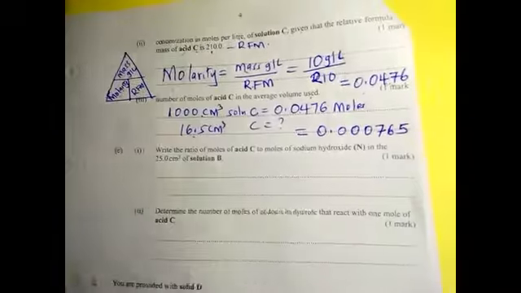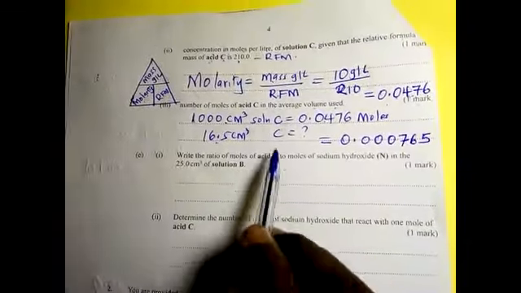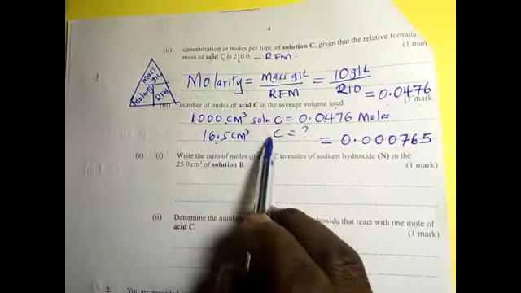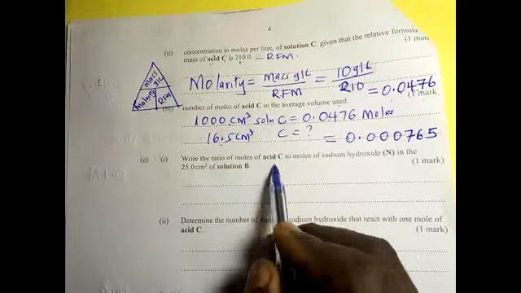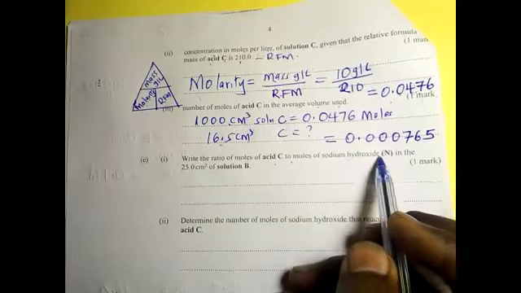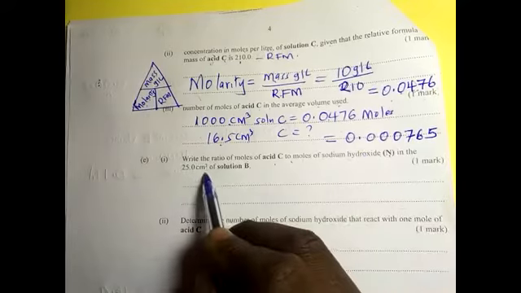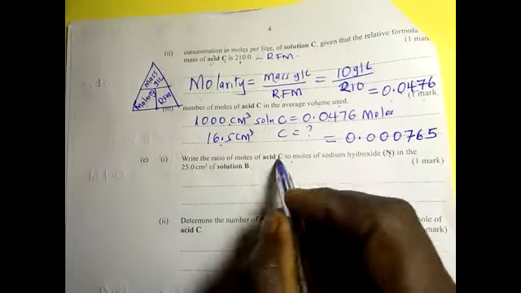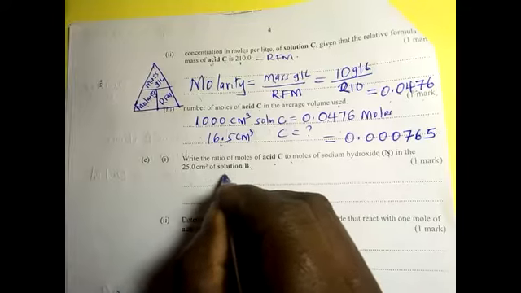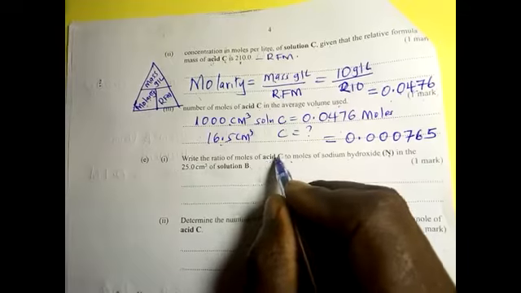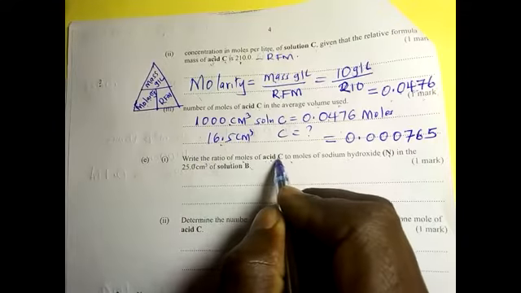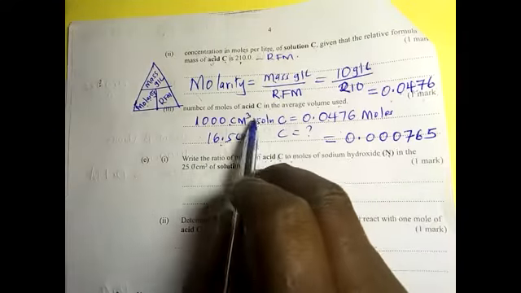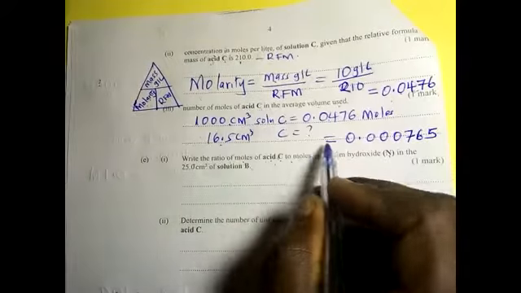That is the number of moles that were in 16.5 centimeters cube of solution C. Write the ratio of moles of C to moles of sodium hydroxide N in 25 centimeters cube of solution B. So this is writing the moles of the acid. Now write the ratio of moles of acid C to moles. So this is the number of moles of acid C, and the moles are this.